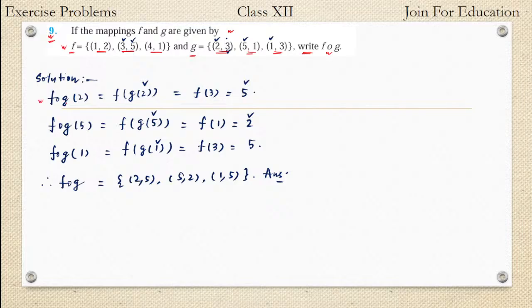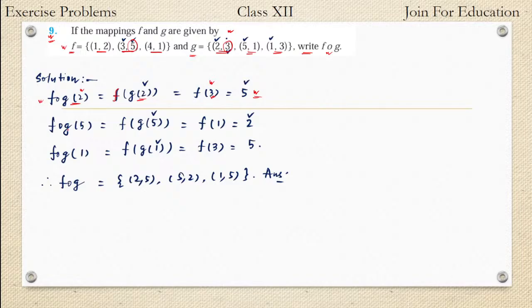Composition of G and F for 2. For G2, we write down here the function of x, and this is G2. For G2, we write down this is the value of 3. So we write down F3, and F3 equals 5. So I have written here 5.